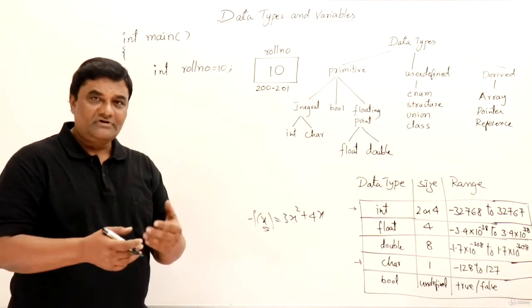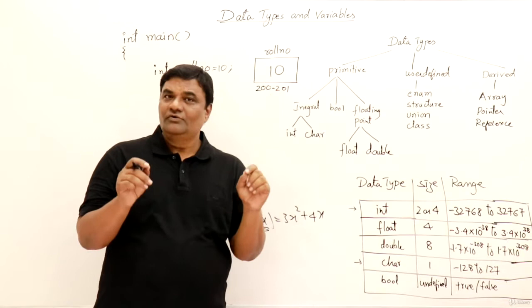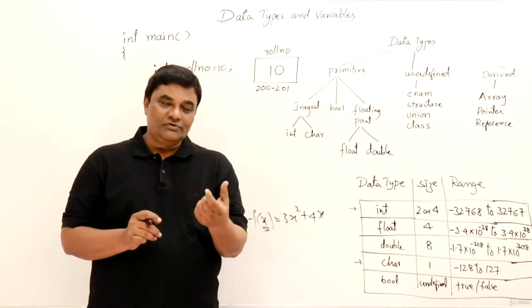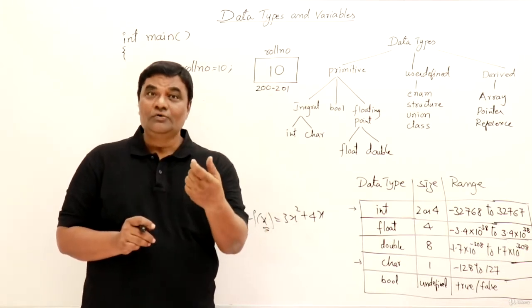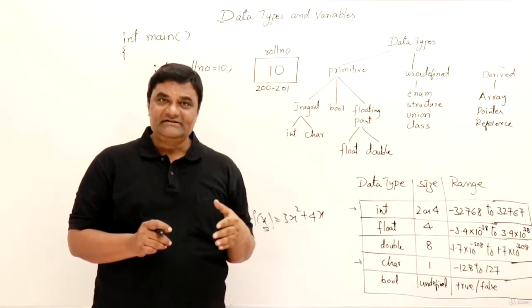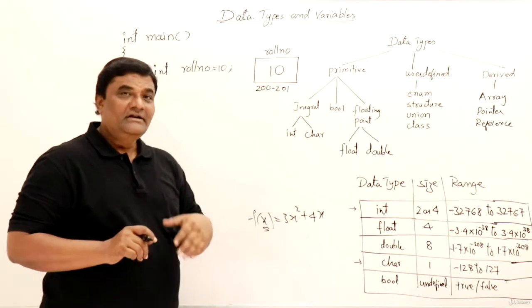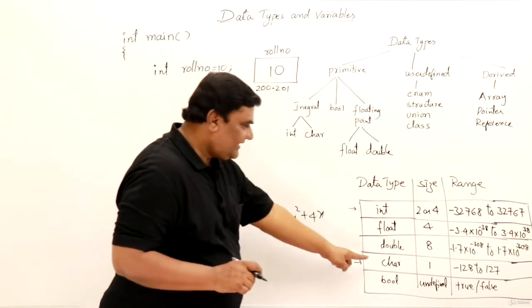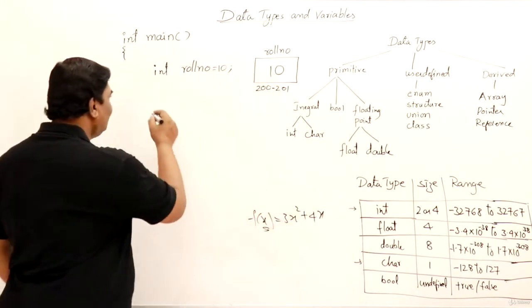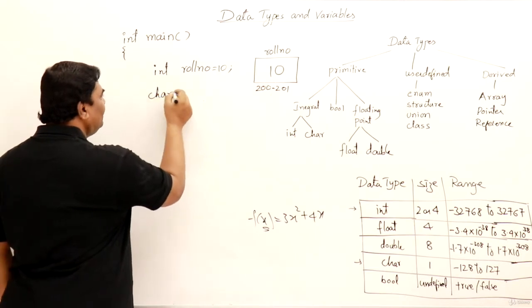Now, little more. Suppose I want to have a variable to store a section or group: group A, group B, group C, like this groups are there. So I want to store group name. Group name is A or B or something. So which type of variable should I take? Character type. Okay, declare a variable of character type. Char group.